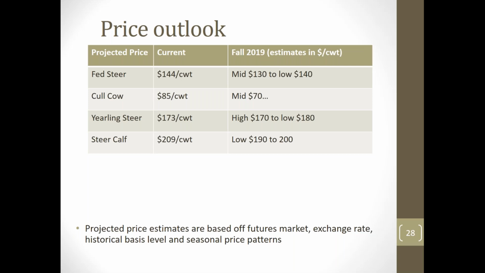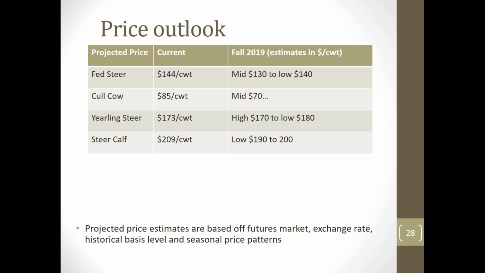If we look at the cull cow side, we were averaging $85 per hundredweight last week, and I've got that number into the mid 70s going into the fall, based off that typical seasonal decline that we would see in the cull cow market. Now there is some room there, based on what I said before about strength in the trim market and the potential for that to pull those cow prices up a bit and support them higher. It also depends on how many cows we see continuing to come to market in the fall.